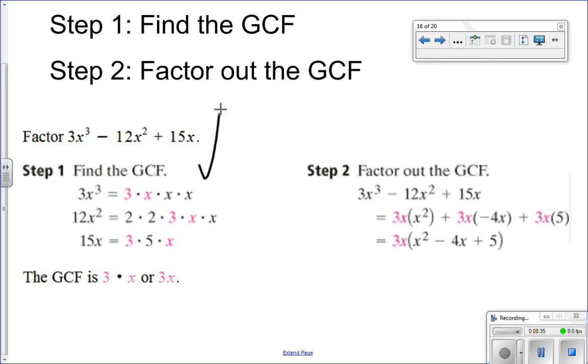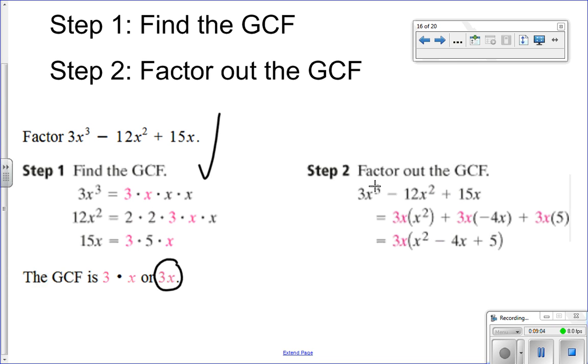So the greatest common factor of 3x cubed minus 12x squared plus 15x is 3x. What does that mean? Now I need to factor out the greatest common factor. I'm going to look at 3x, my greatest common factor, and divide all three terms by 3x. Whatever I'm left with is my new trinomial, and that's what stays on the inside.